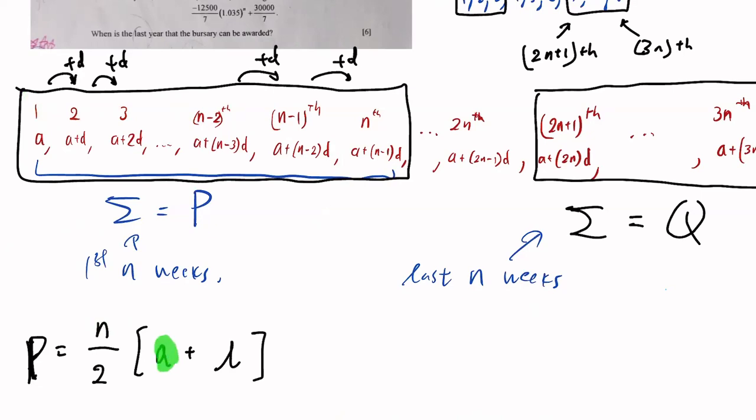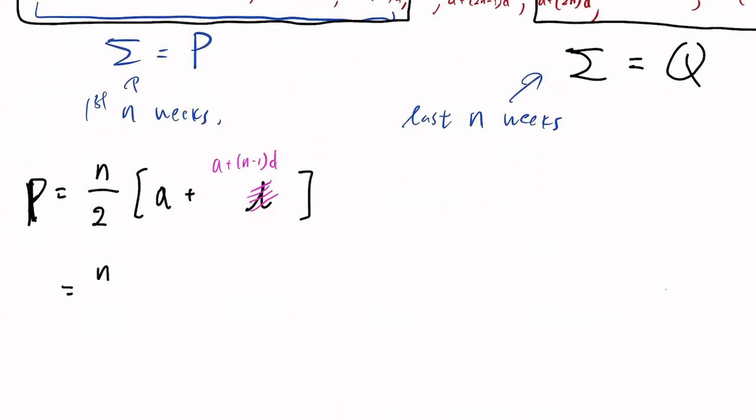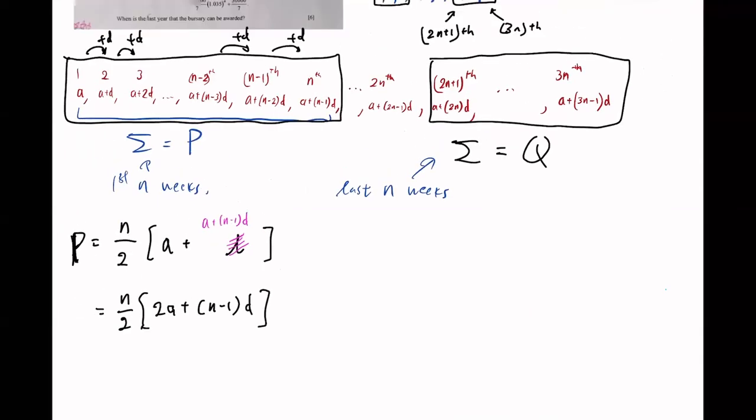How about the first term? Index 1, so of course it's a. Last term, instead of l, it will now be a plus (n minus 1)d. Very good. So it's the standard formula: n over 2 times (2a plus (n minus 1) times d). This is the case where writing it as 2a would be okay. Let's just move on to Q.